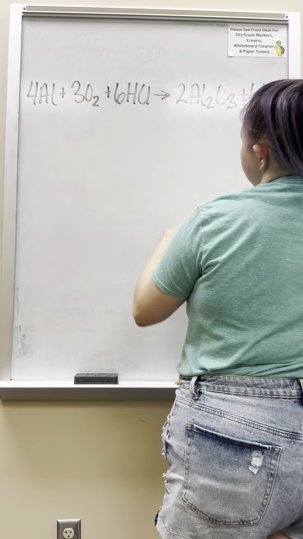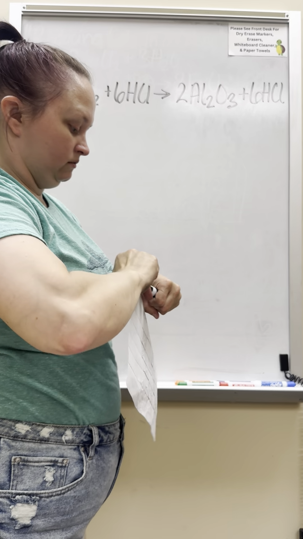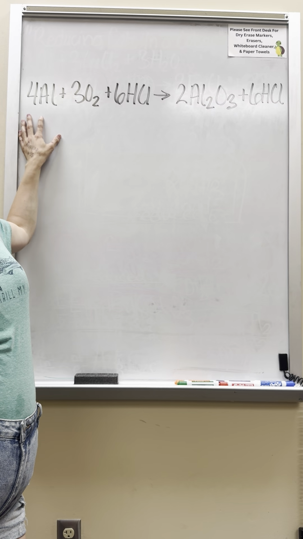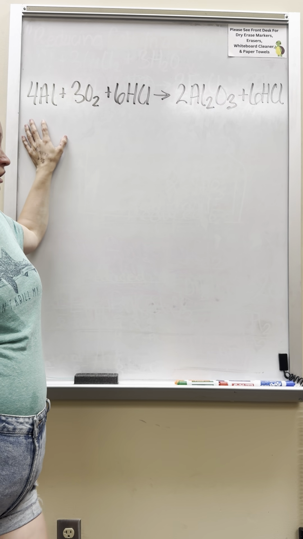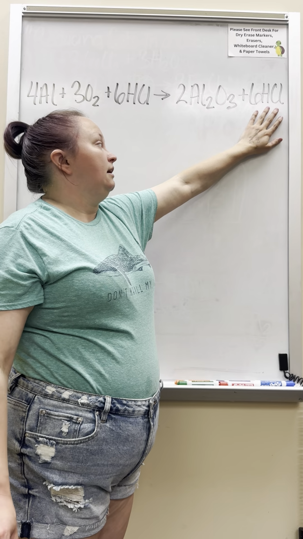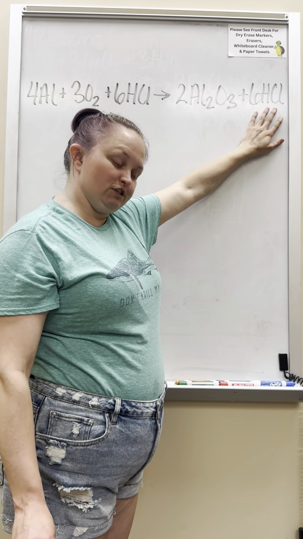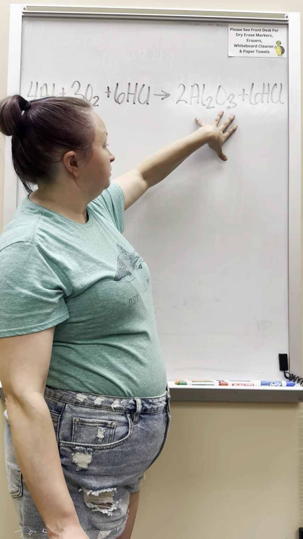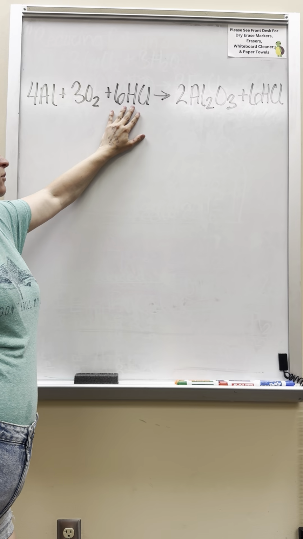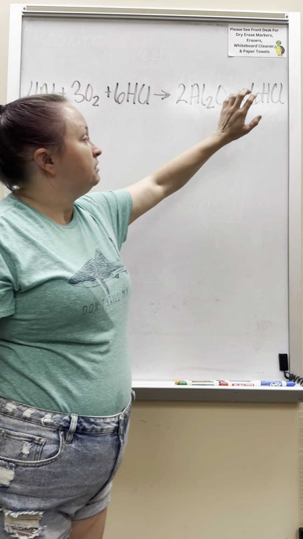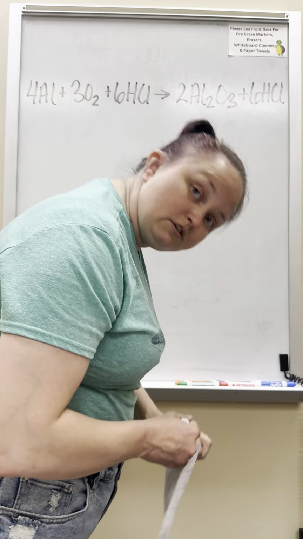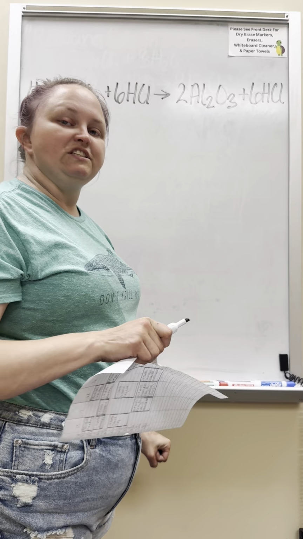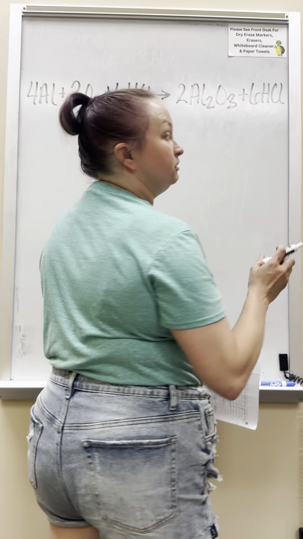Okay, just like the last one, do you see any hydrogen or chlorine anywhere else in the reactants? No. Do you see hydrogen or chlorine anywhere else in the products? No. And they're the same coefficient, 6 HCl, 6 HCl. What are you gonna do? I'm gonna disregard it. That's what you're gonna do.